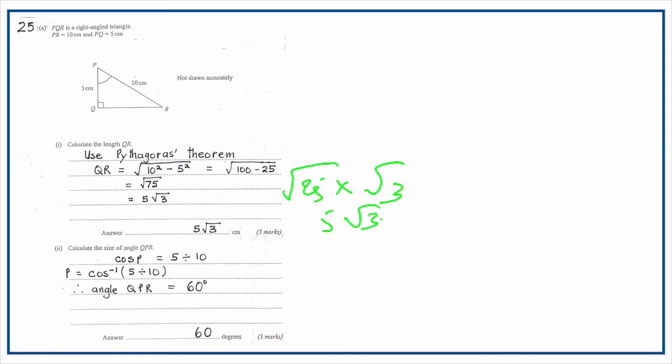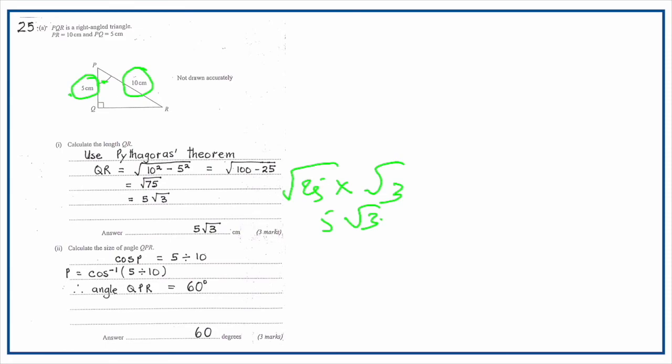Part 2, calculate the size of angle QPR. So cos P is the adjacent side to the angle QPR, and the hypotenuse is also given. So cos P equals the adjacent side 5 centimeters divided by the hypotenuse 10 centimeters. So the angle QPR, P right there, equals cos to the power minus 1, open bracket, the adjacent side 5 divided by the hypotenuse 10, close bracket. So the angle QPR equals 60 degrees. So the size of the angle QPR, answer is 60 degrees.